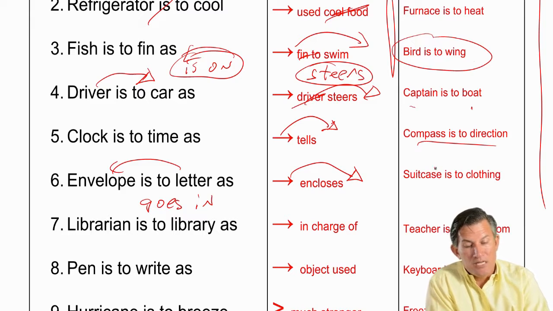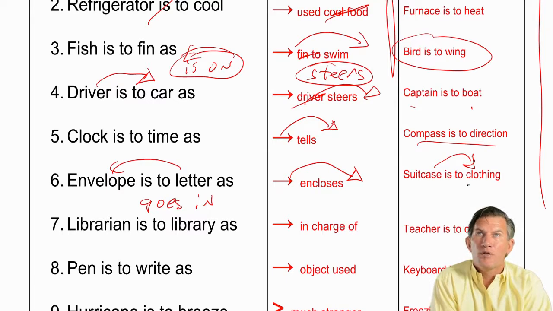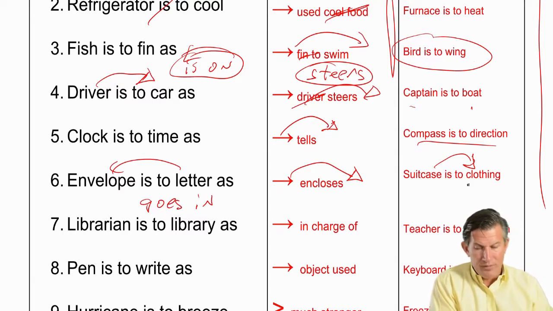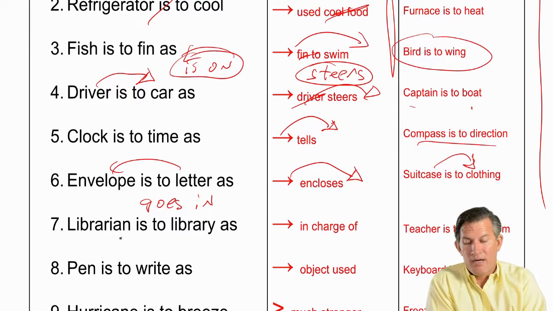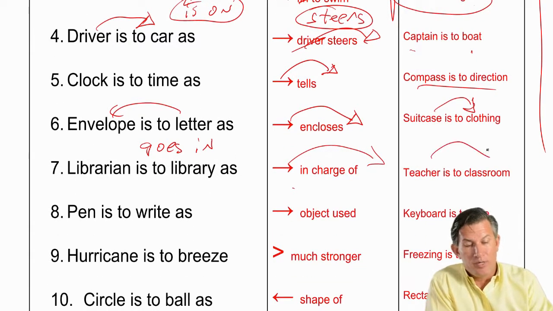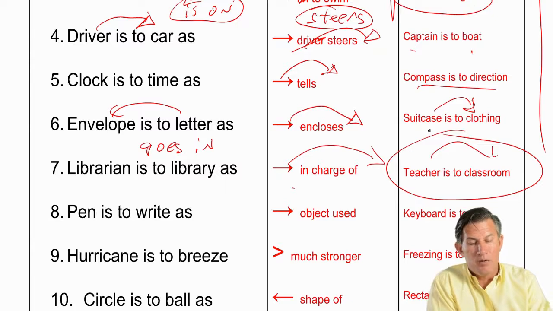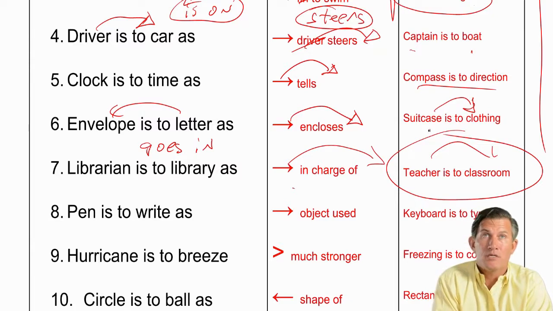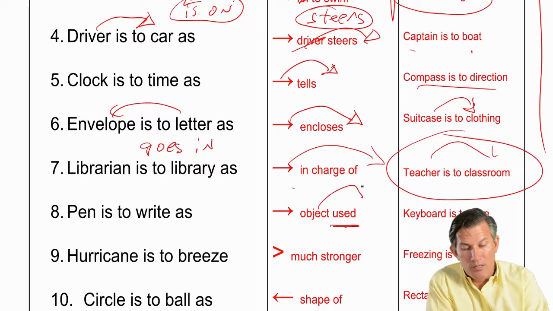A suitcase encloses clothing, or the clothing goes inside the suitcase, in the same way an envelope encloses a letter. A librarian works in a library, I agree, but he or she is really in charge of it, in the same way that a teacher is in charge of a classroom. So don't write this, just think about what would be perfect. Or a manager is in charge of a mall. A pen is used to write. Well, a keyboard is used to type.